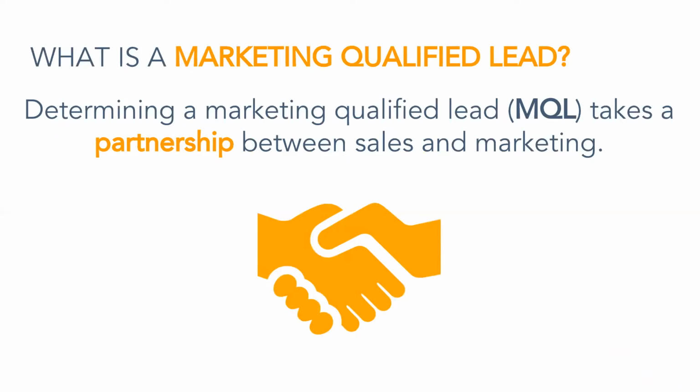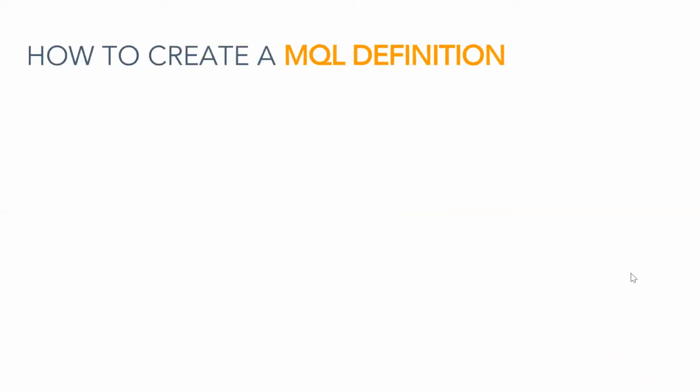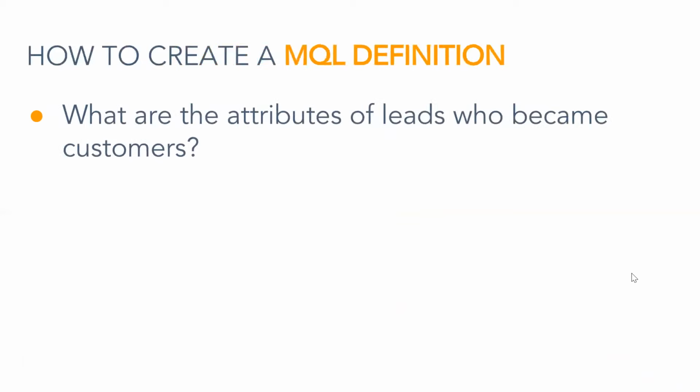So what you're looking for really is commonality. What do all our customers have in common? The way to create this MQL definition with sales is to ask yourself 3 questions. The first question is, what are the attributes of leads who became customers?